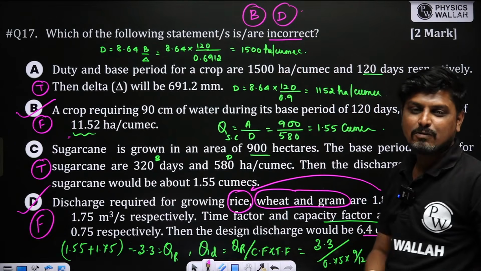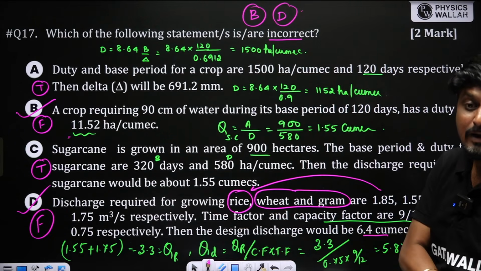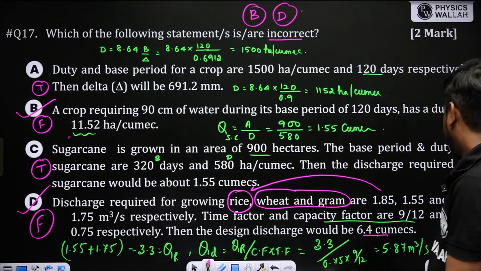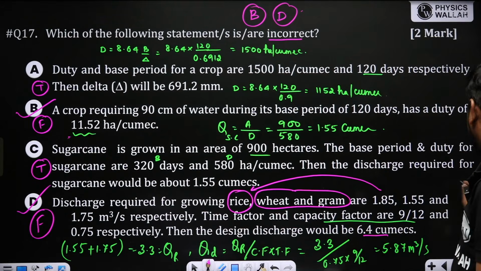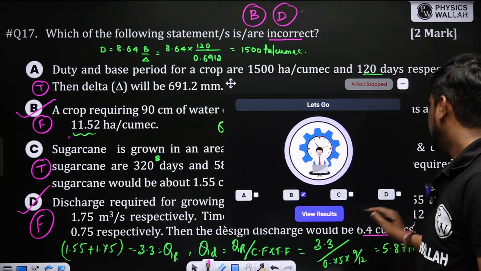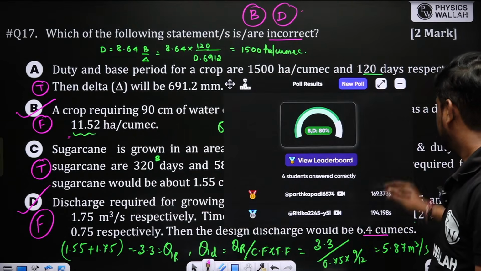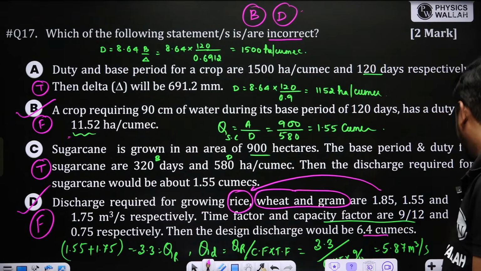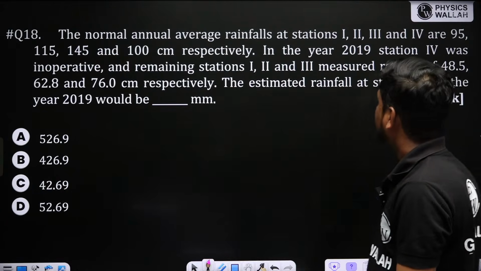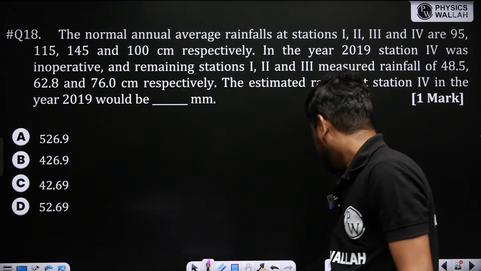A little bit lengthy question I have prepared purposefully. It is an MSQ question. Okay, if there is any doubt, you can ask. B and D. Nice. Next question. Easy question.